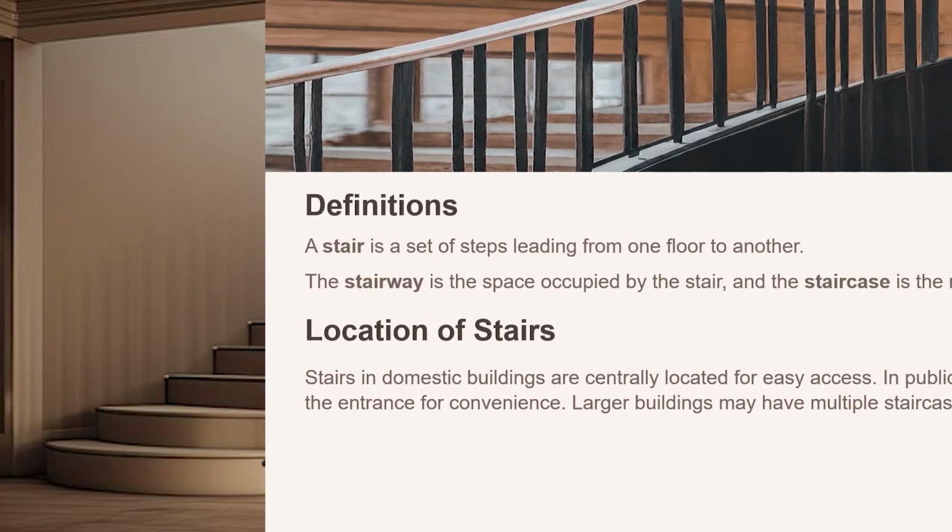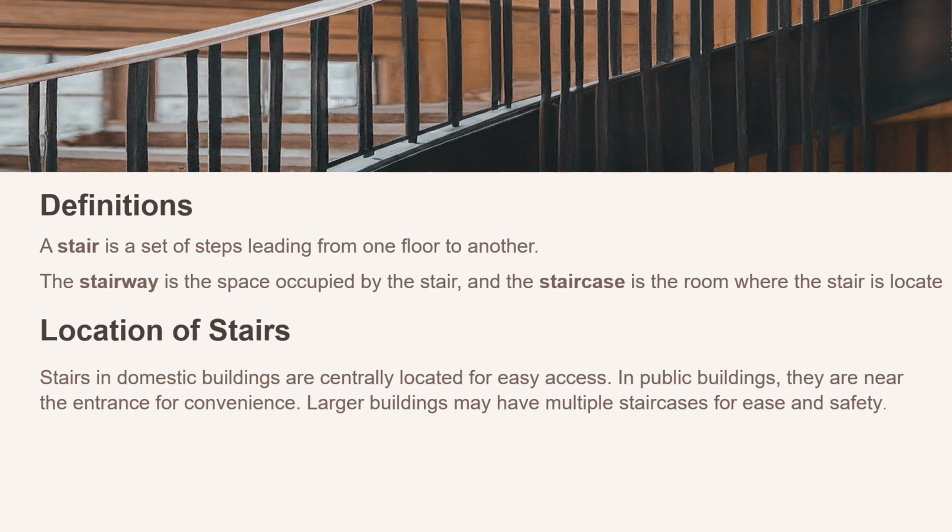Now, when it comes to the location of stairs in building, there are some important points to consider. In domestic buildings, stairs should be centrally located. This makes it easy for everyone to access all the rooms. In public building, it is a good idea to have the stairs near the entrance for convenience. Whereas in large buildings, you might need multiple staircases to ensure people can move around easily and safely.